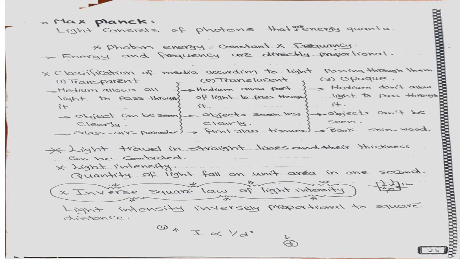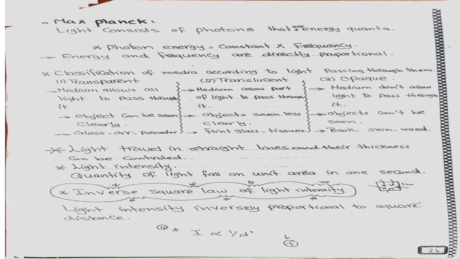The second property of light is the behavior of light, or passing of light through different media. So, behavior of light through different media. I have transparent medium, translucent or semi-transparent medium, and opaque medium. What's meant by each one, and an example for each one?